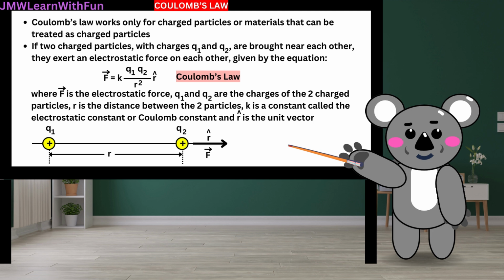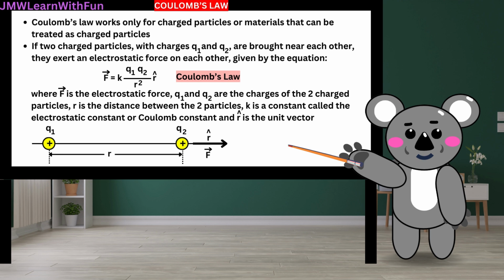Coulomb's law works only for charged particles, or materials that can be treated as charged particles. If two charged particles, with charges Q1 and Q2, are brought near each other, they exert an electrostatic force on each other, given by the equation vector F = K Q1 Q2 / R² times unit vector R cap, where vector F is the electrostatic force, Q1 and Q2 are the charges of the two charged particles, R is the distance between the two particles, K is a constant called the electrostatic constant or Coulomb constant, and R cap is the unit vector.